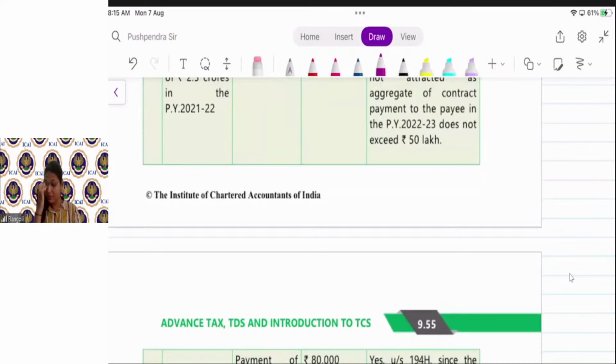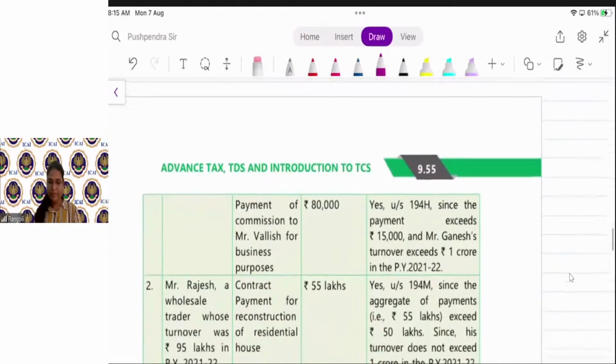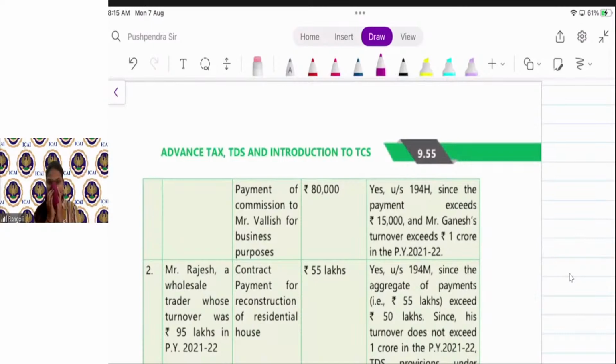Next is payment of commission to Mr. Valish for business purpose, 80,000. Here, my dear friend, Mr. Ganesh's turnover in the last financial year is more than 1 crore. Yes, if he is making any payment of more than 15,000 as commission, then he needs to deduct TDS under section 194H on the entire amount of 80,000 at the rate of 5%. Yes or no? So here section 194H is applicable and 194M is not applicable. Why 194H? Because in the last financial year, his turnover is more than 1 crore.